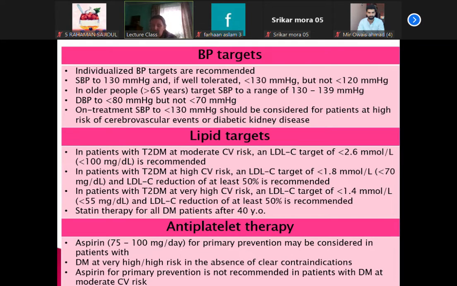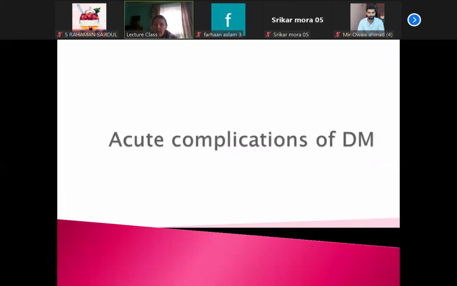Antiplatelet therapy includes aspirin and, if needed, clopidogrel. For example, for patients with stable angina, you may use aspirin 150 mg daily plus clopidogrel, for example, 75 mg daily. But generally, people with diabetes should take antiplatelet therapy as primary prevention, meaning they do not have cardiovascular disease, but to prevent it, they need to take aspirin. If you have questions, as usual, you're welcome.